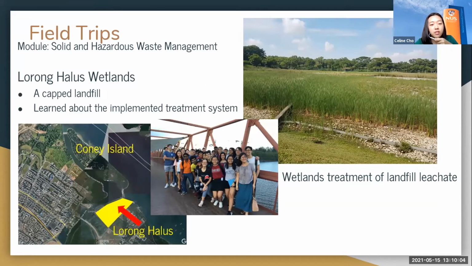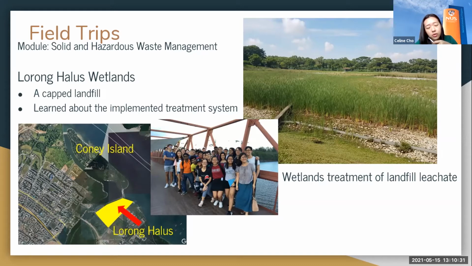So for the solid and hazardous waste management module, we got to go to Lorong Halus wetlands, which is a capped landfill, and we learned about the implemented treatment system there. Typically when it rains, the rainwater may seep through the landfill and dissolve many toxic compounds on its way as it flows down. This toxic liquid is known as the leachate, and the leachate tends to accumulate at the bottom of the landfill, and therefore there's a need to continuously pump it up to be treated.